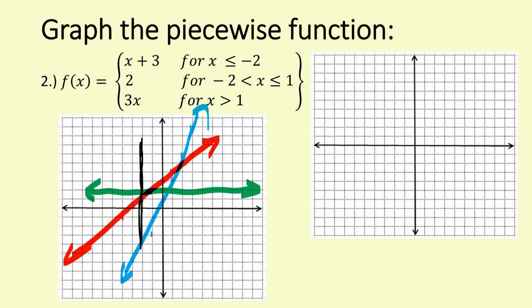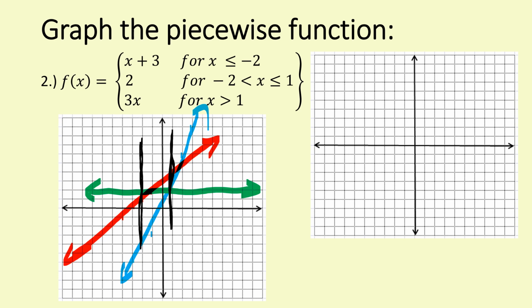Okay, everything to the right of that red line doesn't exist. The green line exists between -2 and +1, so in this middle section here. And then the blue line only exists to the right of +1.